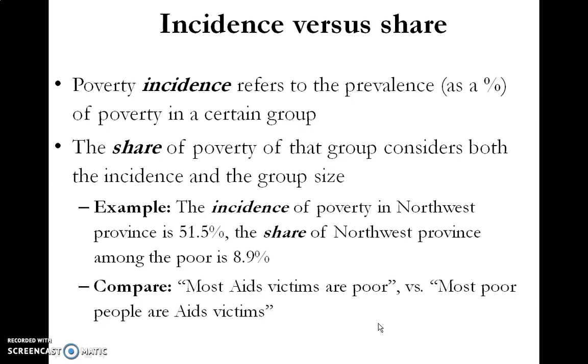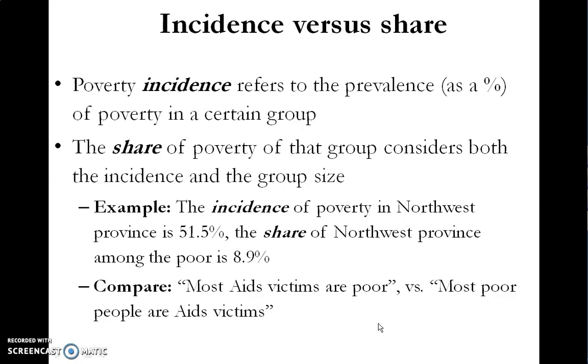In the example here, they say the incidence of poverty in Northwest Province is 51.5%. Okay? And so basically, if you had to calculate that, what they do is the numerator would be the number of poor people in the Northwest, and the denominator would be all the people in the Northwest Province.